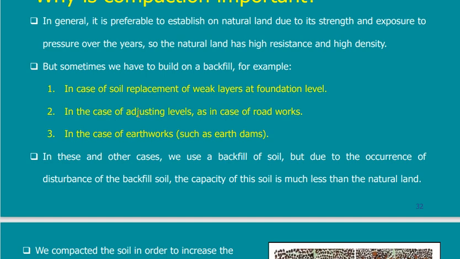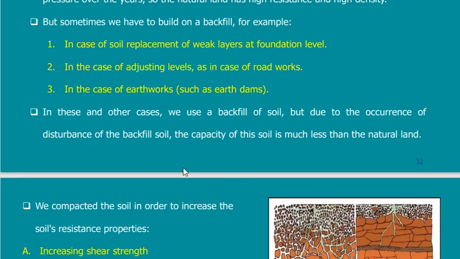I need to compact. In some cases, we are just doing this to adjust levels. I need to adjust levels, so I compact part of the site and then compact the other, and so on, till I reach a specific level. And in many sites, I have earthworks. Earthworks like, suppose you have an earth dam, or anything where you need to construct a road.